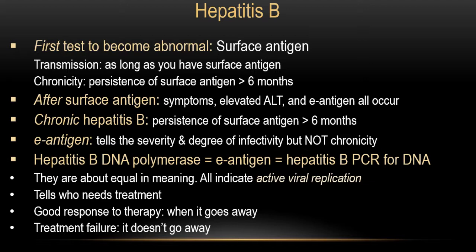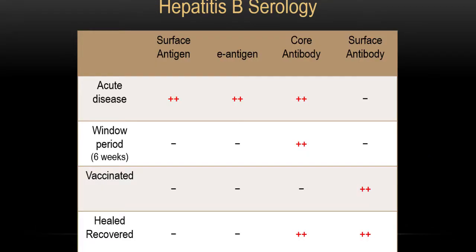And how do we diagnose chronic hepatitis B? As I said, persistence of the surface antigen. This table summarizes for you the different antibodies and antigens following a hepatitis B infection.